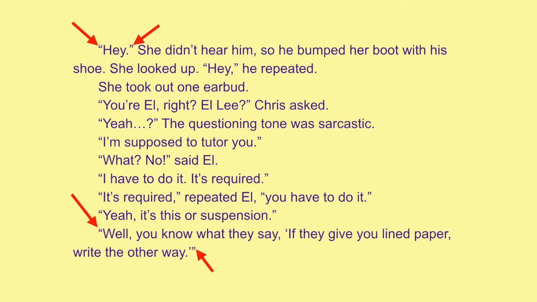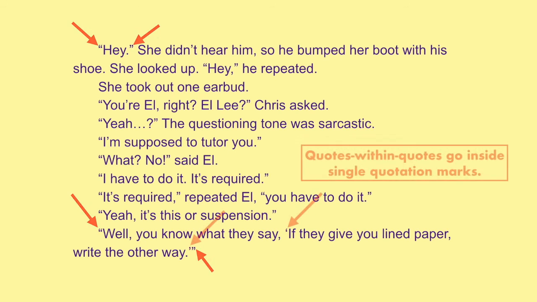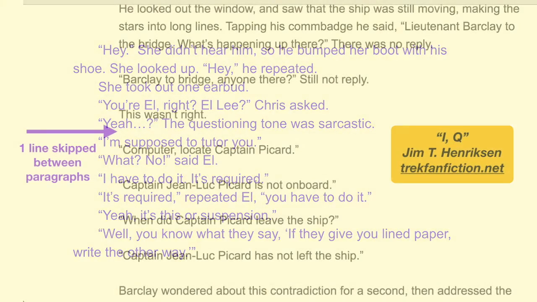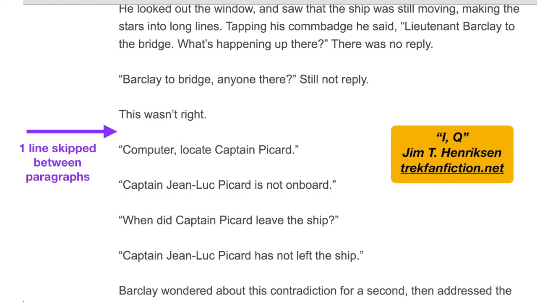And when a character is quoting someone else, you put that quote within a quote in single quotation marks. That's in the US. Sometimes the rules are different in other places. Also, every time a different person speaks, you start a new paragraph. That could mean indenting like you see here, or skipping a line like here in this bit of Star Trek fanfiction.